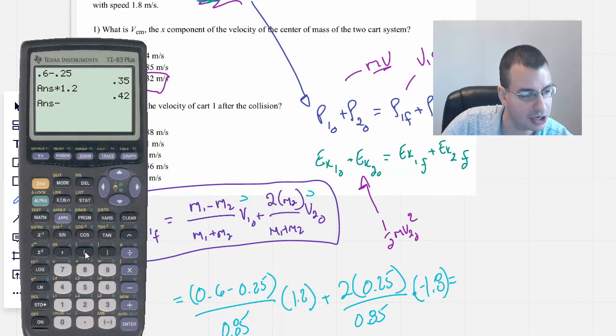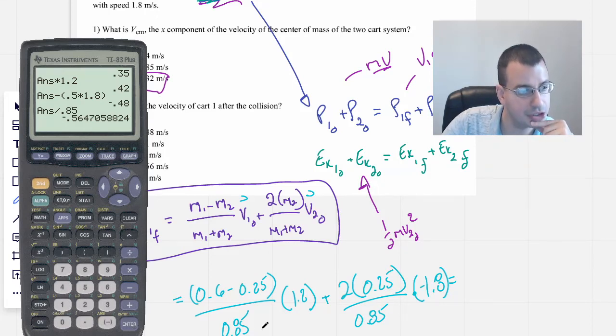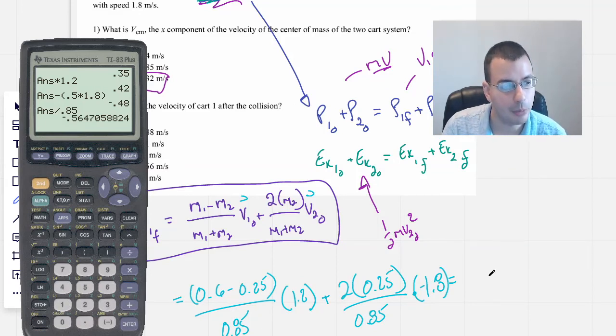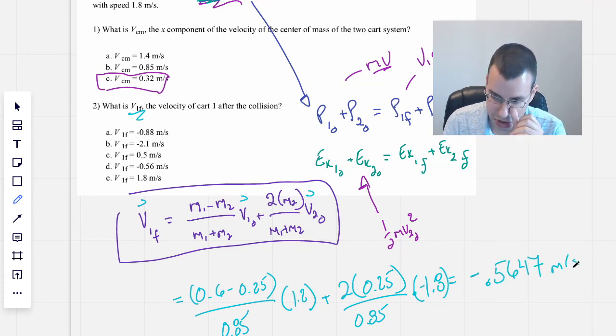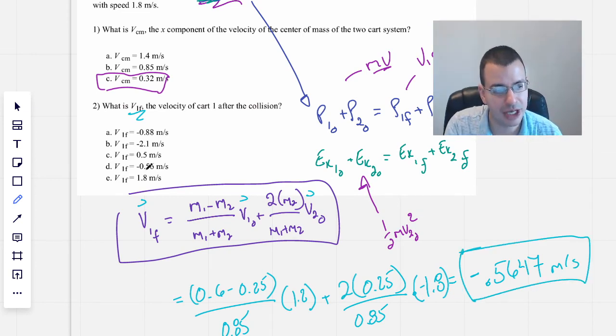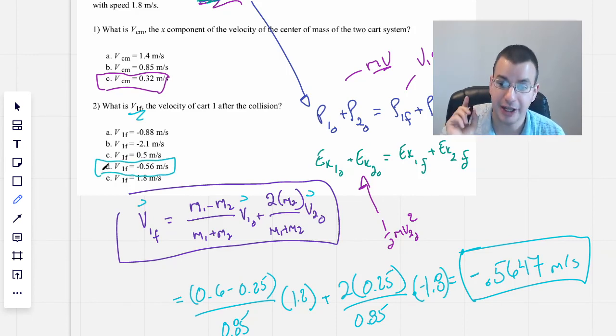Then we're going to subtract. I'm going to do quantity 0.5, because 2 times 0.25, times 1.8. And then that negative there, I basically just moved over the negative. And then we will divide by 0.85, which should make it bigger. So we're negative 0.5647, and negative, this will be in meters per second. So we look over here, negative 0.56, negative 0.5647. They're close, so I'm going to say the answer is D.